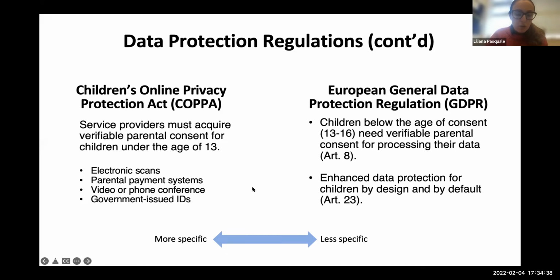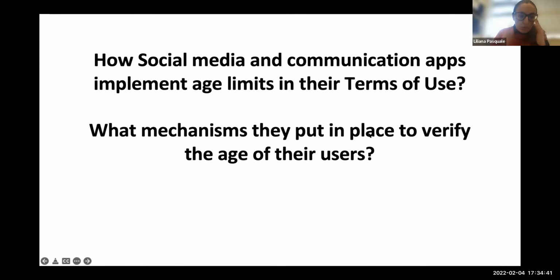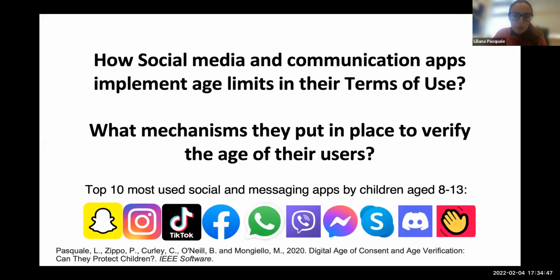Before I conclude, I wanted to showcase a study that we did, in which we analyzed the 10 most used social media apps by children aged 8 to 13. I provided the logos of these apps; I think you are familiar with them. We analyzed Snapchat, Instagram, TikTok, Discord, House Party, and so on, and we tried to answer two main questions. The first question was how social media and communication apps implement the age limits in their terms of use, and what mechanisms they put in place to verify the age of their users.